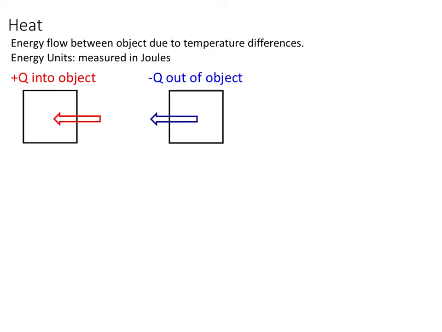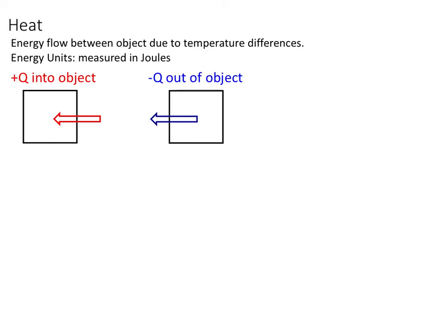So we've already talked about work, which is a transfer of energy through a force, right? So work, remember, is a transfer of energy from one object to another object because of a force. Heat is another energy transfer. So in physics, heat refers to a transfer of energy from one object to another object or one place to another place because of a temperature difference between those objects.